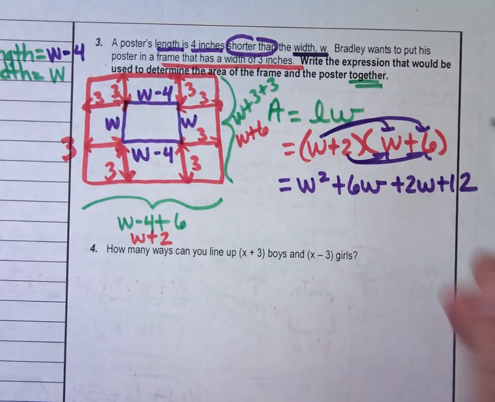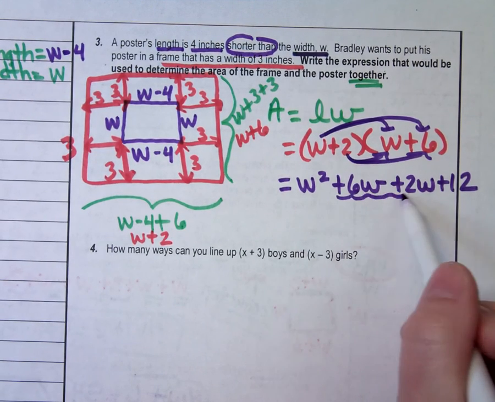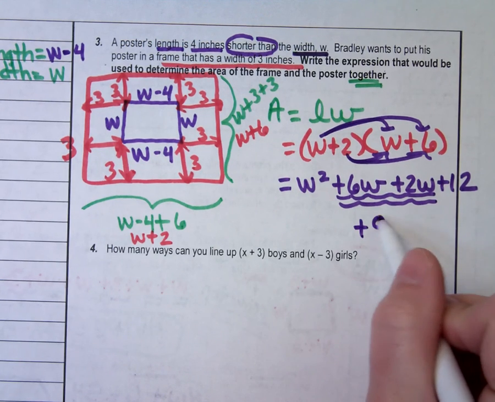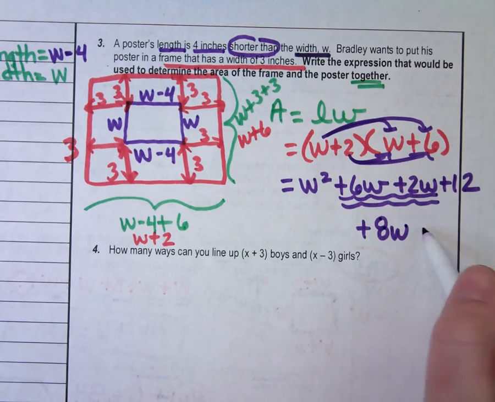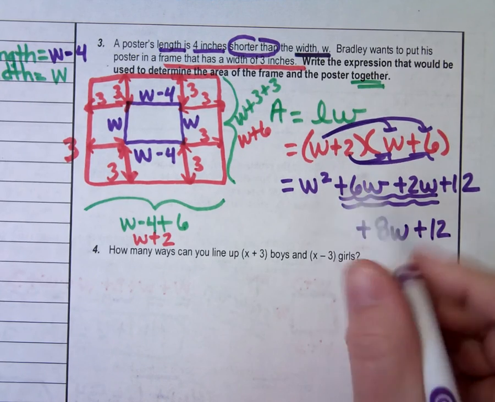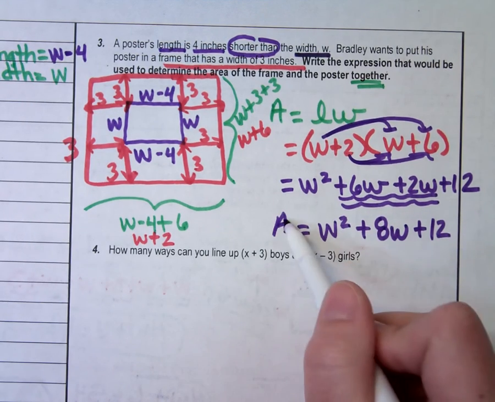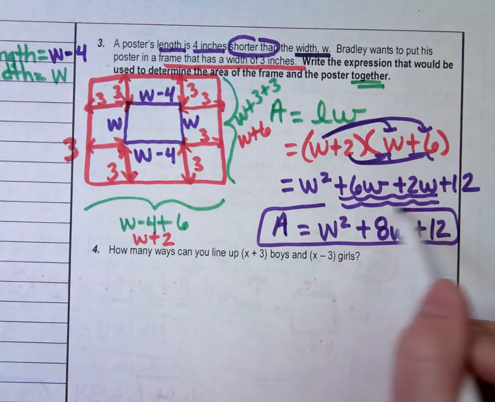Okay, I want to combine like terms. What do you get if you combine the 6W and the positive 2W? A positive 8W. The plus 12 in the back, drop it down. The W squared in the front, drop it down. And that is the area of the frame and the poster together.